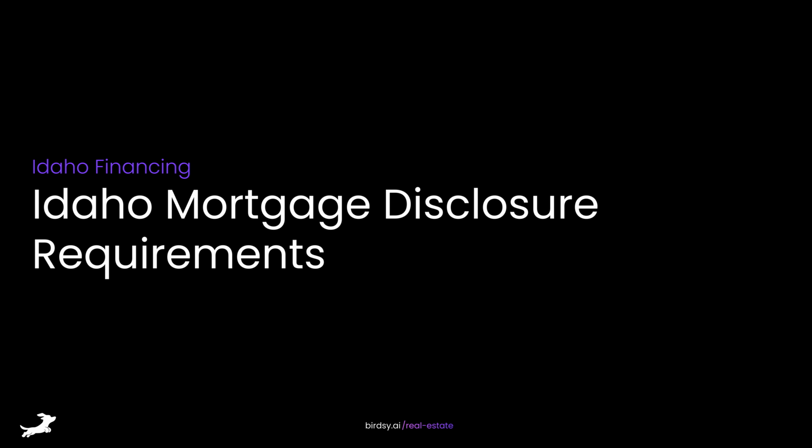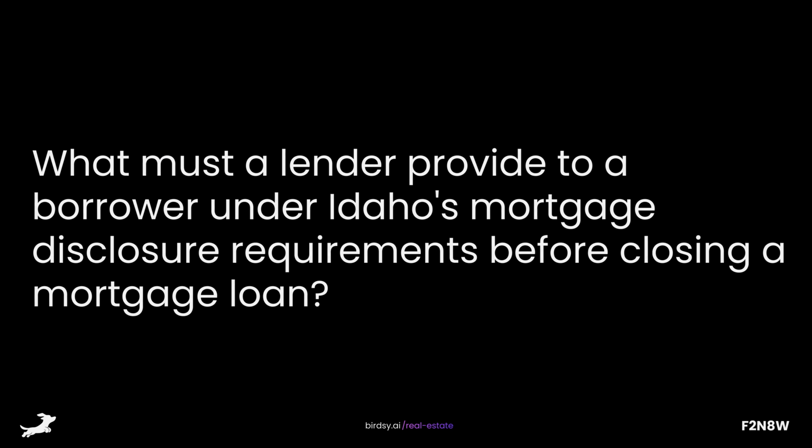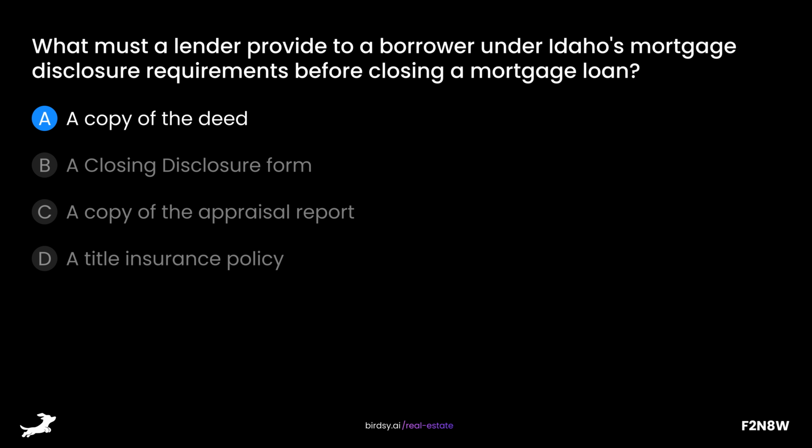Idaho mortgage disclosure requirements. What must a lender provide to a borrower under Idaho's mortgage disclosure requirements before closing a mortgage loan? Is it A, a copy of the deed? B, a closing disclosure form? C, a copy of the appraisal report? Or D, a title insurance policy?